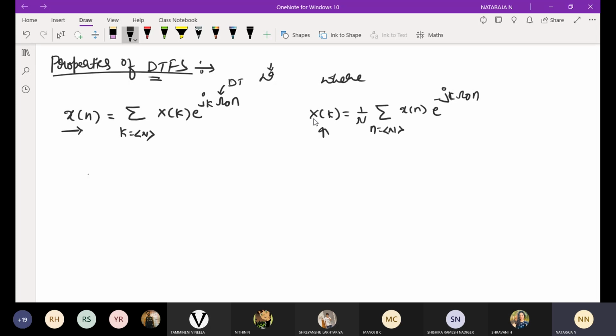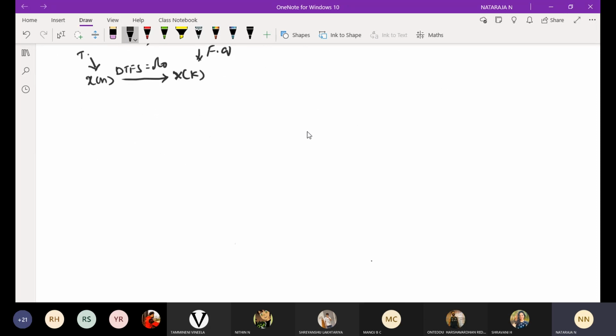Okay, so I can write x of n with respect to x of k, DTFS with respect to omega naught. This is your time domain signal and this is your frequency domain signal. This is your time domain signal. Like that, we are going to write the properties. First one is linearity.